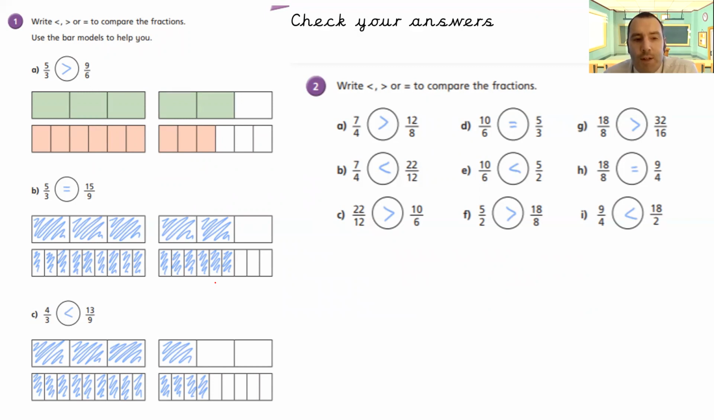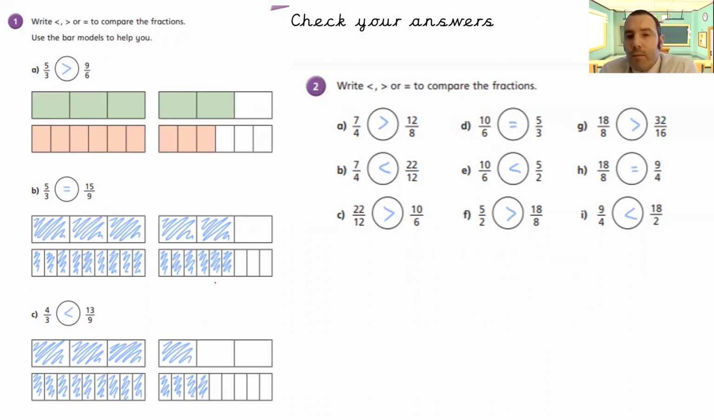C, 4/3 is greater than 13/9. Sorry, is less than 13/9. My mistake there. So again, using the model drawn out works. If you multiplied, you would need to multiply 4/3 by 3 to make that 9ths. You would have 9 on the bottom. 4 times 3 is 12, so 12/9 is less than 13/9.